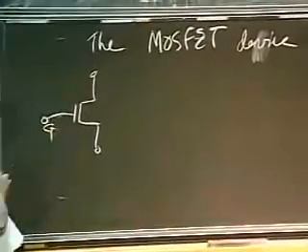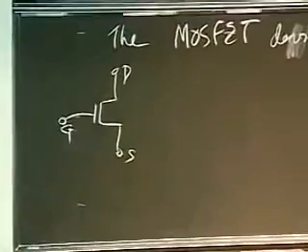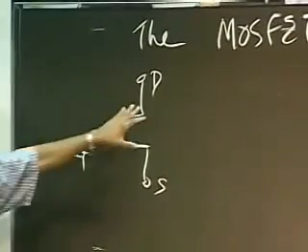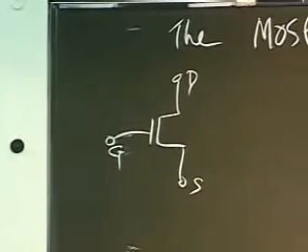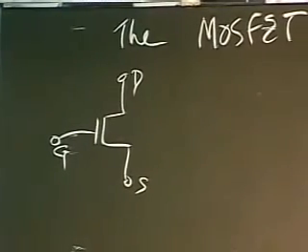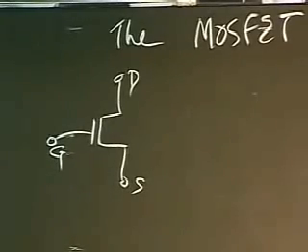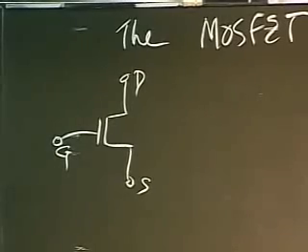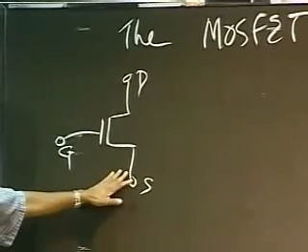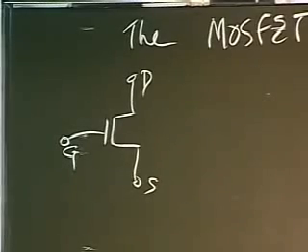It has a terminal called the gate, the drain, and the source. Gate, drain, and source. Three terminals. Okay? This is the primitive element that forms virtually every electronic component built today. Okay, this is the foundation of the universe. So this little MOSFET device, we can look at how it behaves.